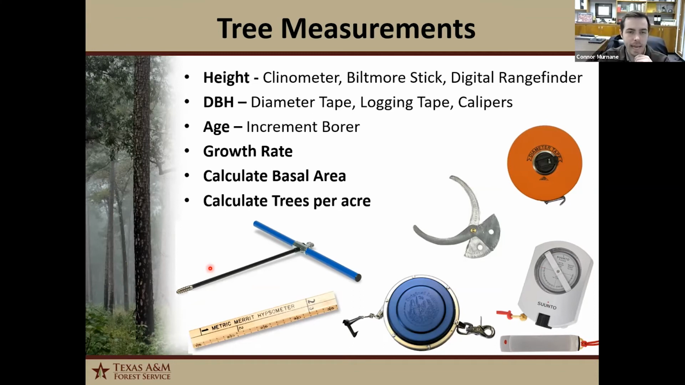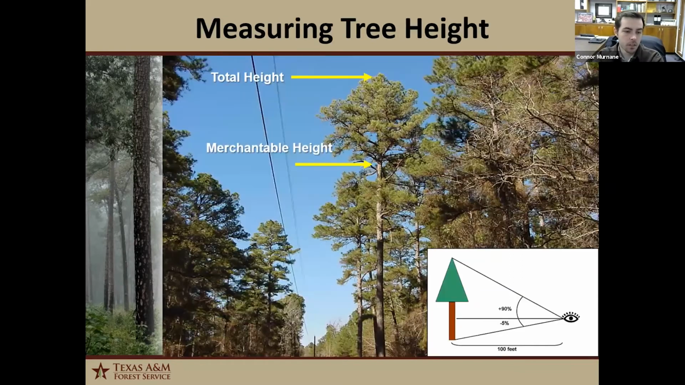But looking at the core that you pull from the increment bore will help you determine growth rate over the past years. You can also see if there's been some sort of disturbance. You can often see fire scars or some sort of insect outbreak in your growth rings. And then sometimes it's also important to be able to calculate basal area. I'll go over that here in a couple more slides, and then calculating trees per acre.